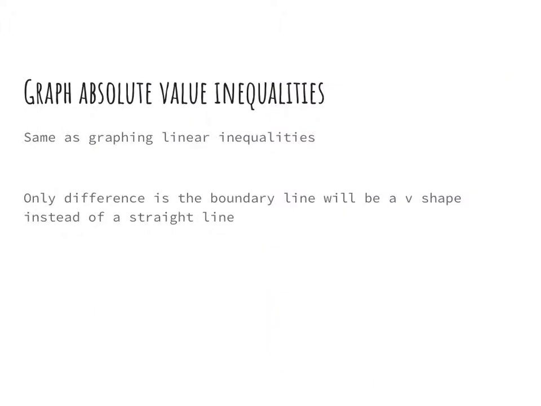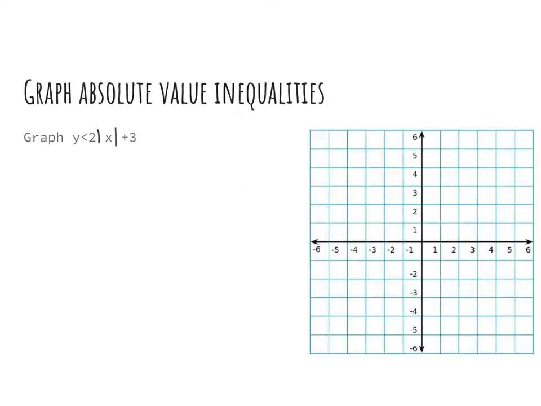Graphing absolute value inequalities, we're going to do the same thing as with graphing linear. The only difference is we'll have a V-shaped boundary instead of a line. So we've got y is less than 2 times the absolute value of x plus 3. Y is already solved for, so I don't have to do anything with that. Then I can go right to graphing my absolute value.